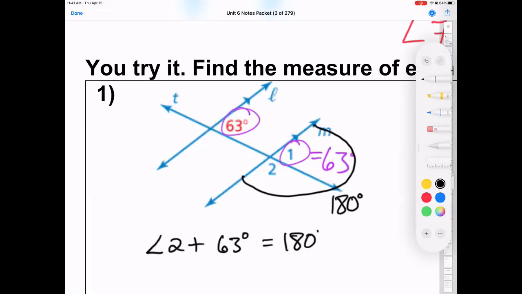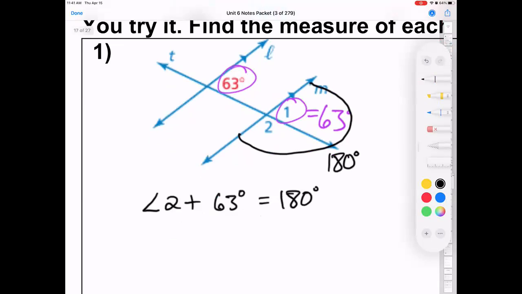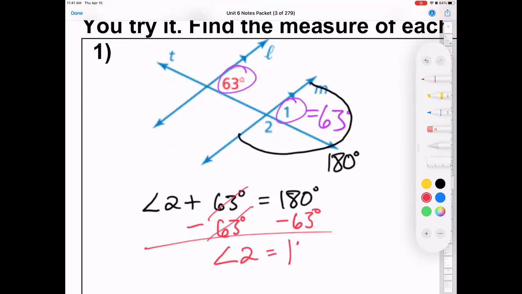Now from that, we can go ahead and solve. So to accomplish that, we're going to go ahead and subtract this 63 over because it has nothing to do with angle 2. Get angle 2 all alone equals 180 minus 63. Should come out to be 117. So 117 degrees. Go ahead, feel free to pause the video if you have any questions.